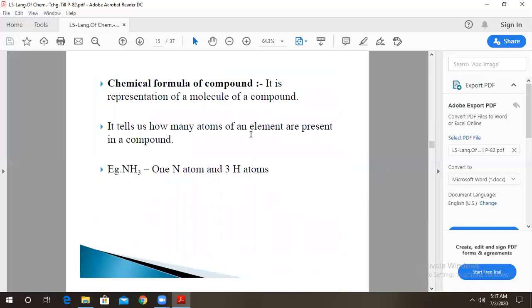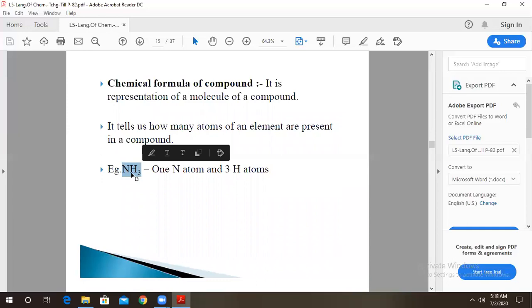Now, the chemical formula of a compound. The chemical formula of a compound is the representation of a molecule of a compound. Let us see one compound, ammonia. It is represented as NH3. The formula is NH3. So this is called the chemical formula.